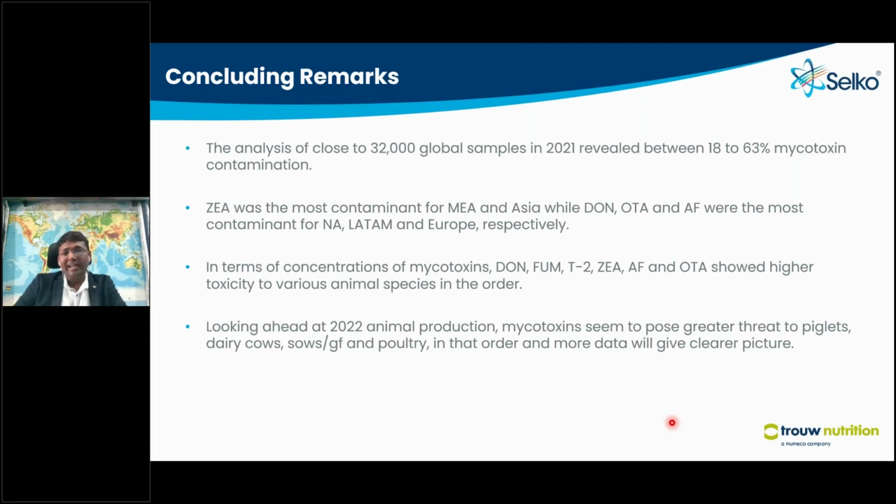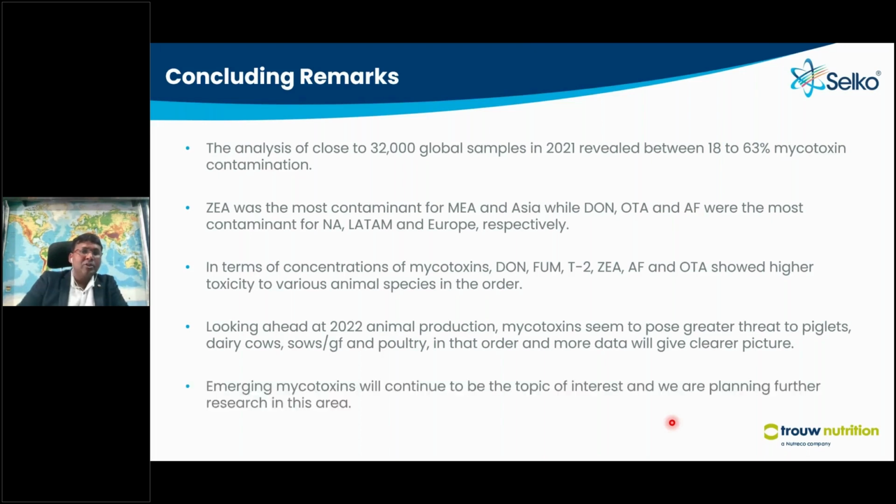And looking ahead to 2022, yes, there is a bit of a threat to piglets, dairy cows, sows, and poultry. Of course, we need more data coming in for pet food and aquaculture. So maybe next year we will have a little bit stronger knowledge in this area. So emerging mycotoxins is an important topic, and I think we all should plan to do more research in this area.